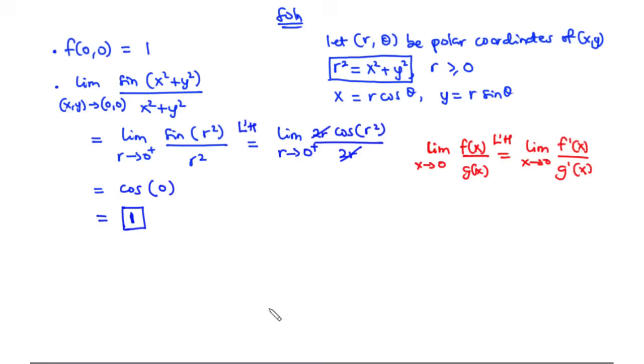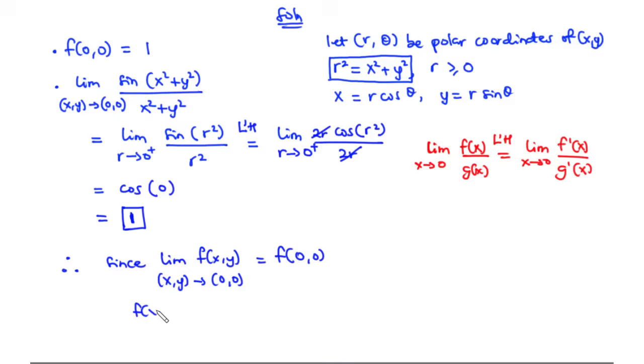Therefore, since the limit of the function f of xy as xy approaches the point 0, 0 is equal to the value of the function at the point 0, 0, we say that the function f of xy is continuous at the point 0, 0.